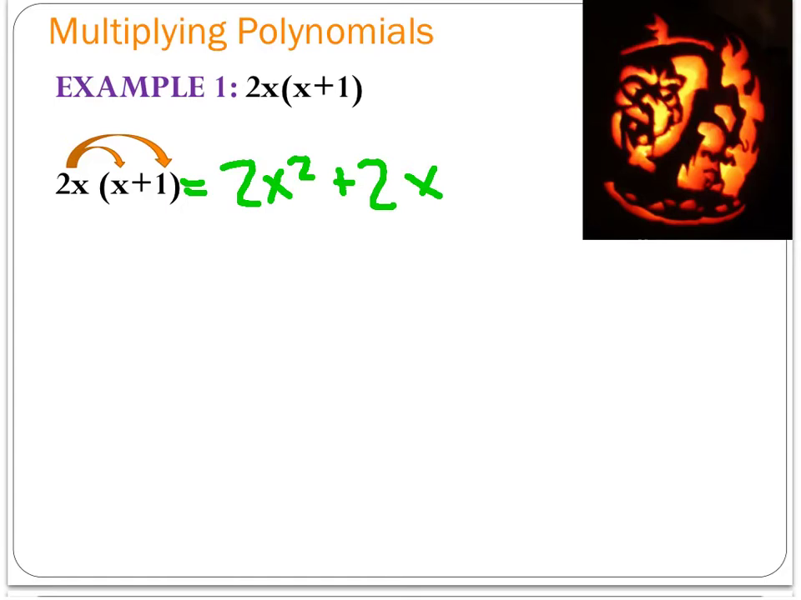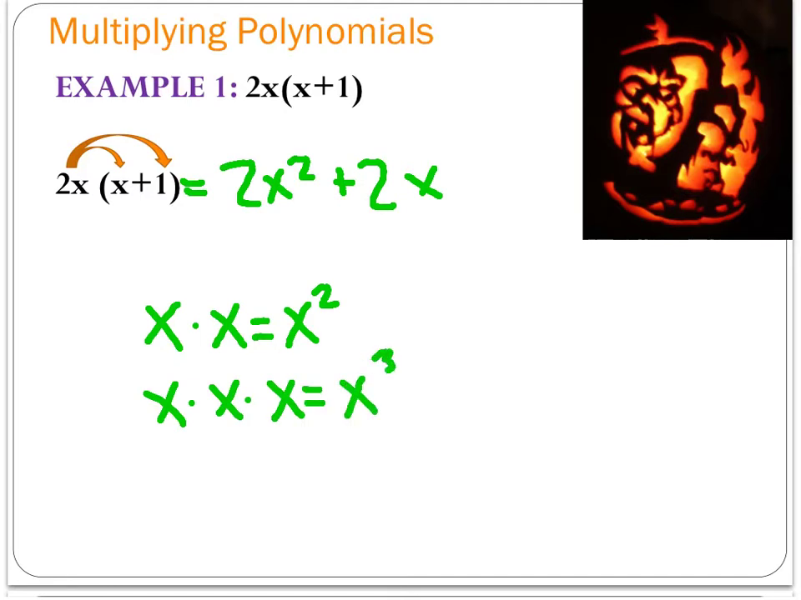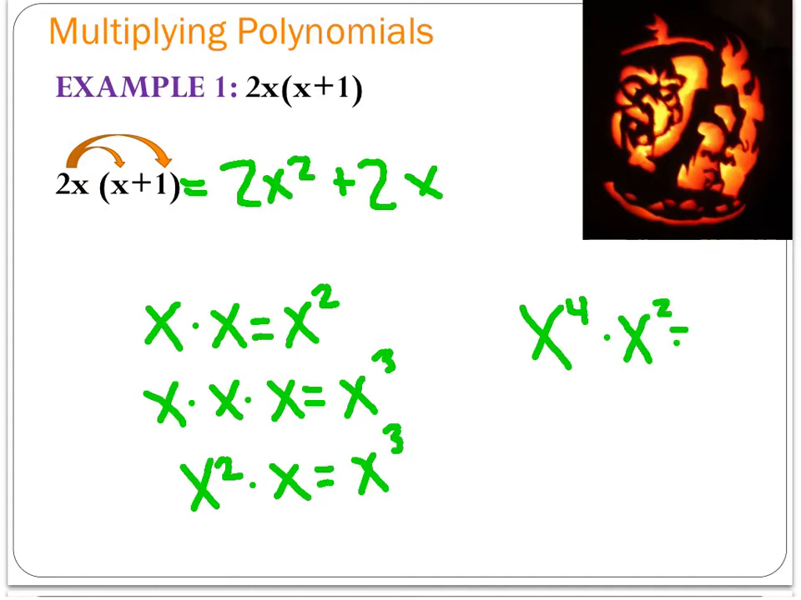So remember, when you do an x times an x, that's x squared. And every time you add another x, you get another exponent. So if you do x squared times x, that would be x cubed. If you do x to the 4th times x squared, that's x to the 6th. Now, no worries, we will also be covering exponent rules, but hopefully you remember this from Algebra 1.